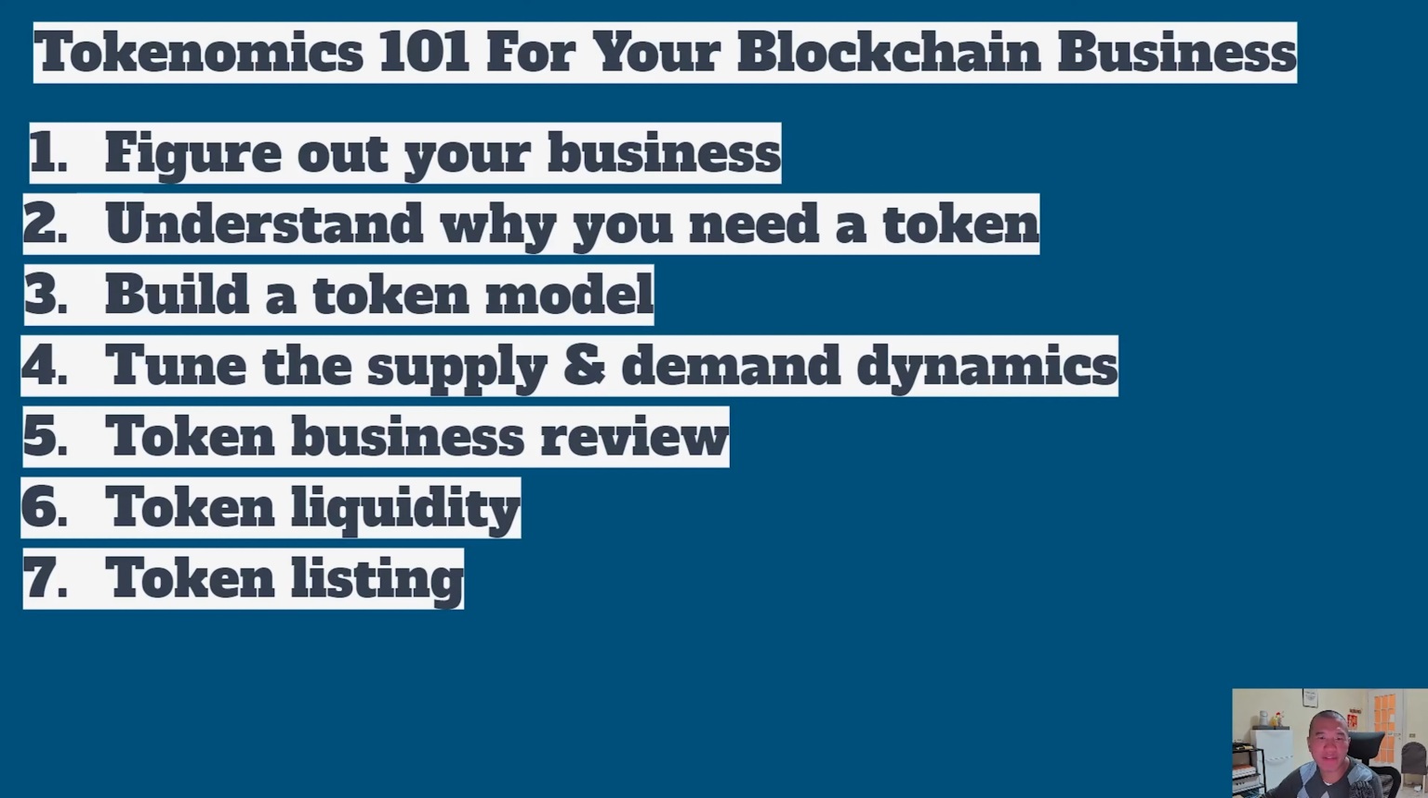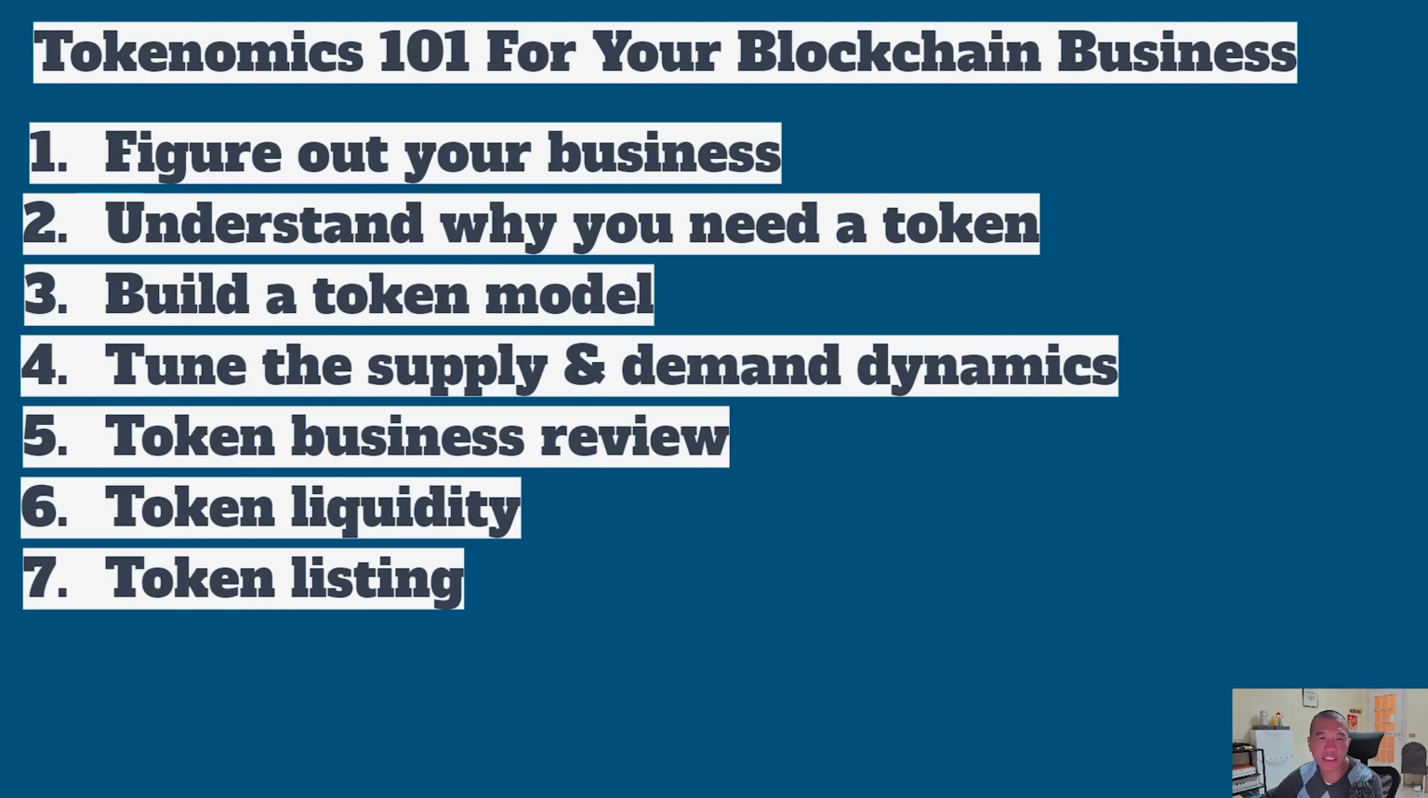Step number 5 is token and business review. This step involves reviewing and testing your token economy and business model. Ask yourself questions such as, is the token economy sustainable? Is the token being used as intended? Is the business model generating revenue? By reviewing and testing your token economy and business model, you will identify areas for improvement and ensure that your project is on track to succeed.